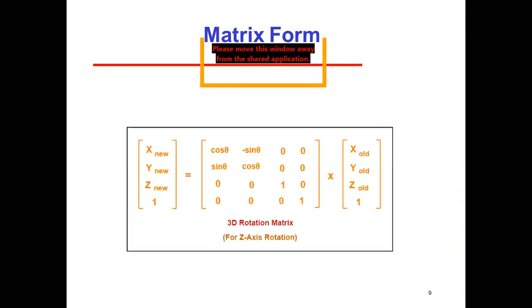Now we can see the matrix form for the z-axis rotation. We write here the same, no change at all: x new, y new, z new, 1, and similarly no change here: x old, y old, z old, 1. These are the new coordinates and these are the initial or old coordinates. Now we change only this: cos theta, sin theta, 0, 0; minus sin theta, cos theta, 0, 0; 0, 0, 1, 0; 0, 0, 0, 1.